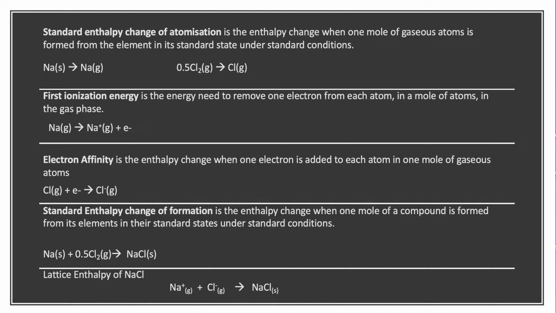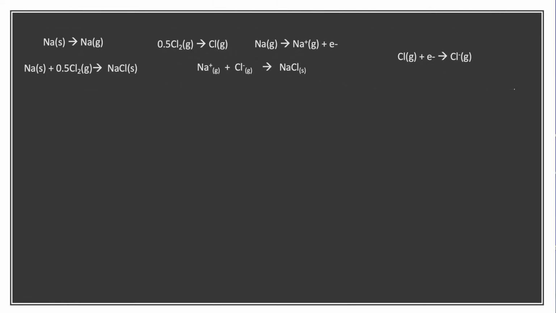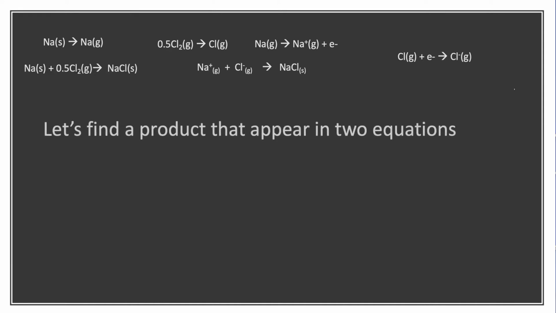So we can now put these terms together to build up our Born-Haber cycle. So those are our enthalpy changes that we're going to use for our Born-Haber cycle. Now the first thing we can do is try and find a common endpoint. So let's find a product that appears in two of those equations. And you'll hopefully see that NaCl solid appears in both.